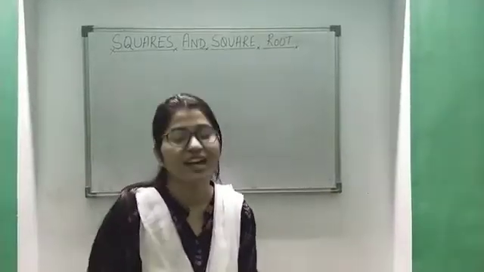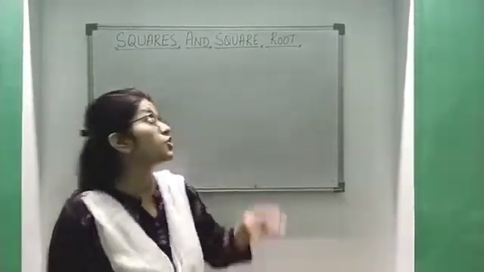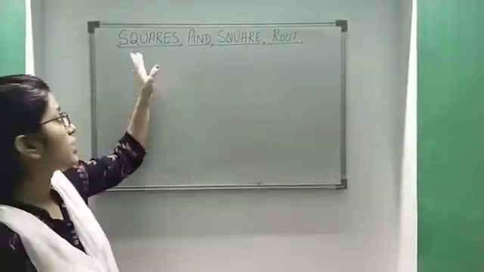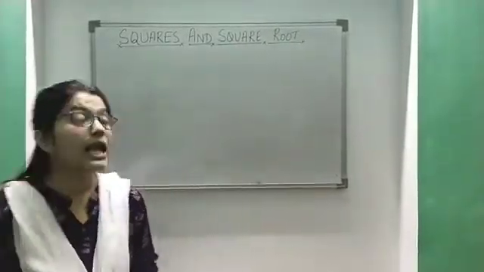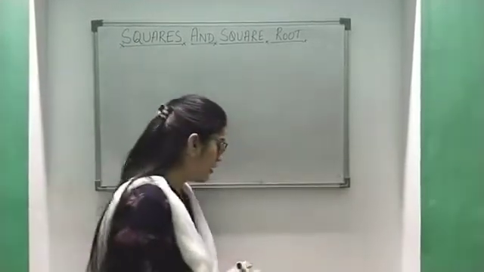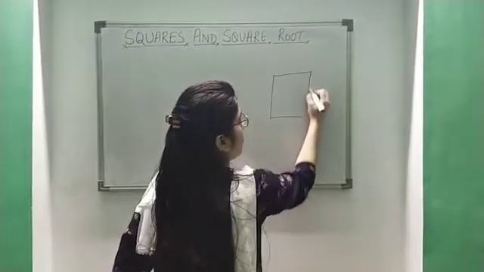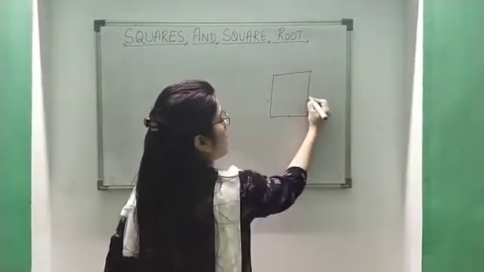Everyone. Today we are going to start the new chapter, that is squares and square roots. In this video we will cover square. I will explain the concepts of square. In geometry you have heard about the word square. Square means any four-sided figure where all the sides of the figure are equal.